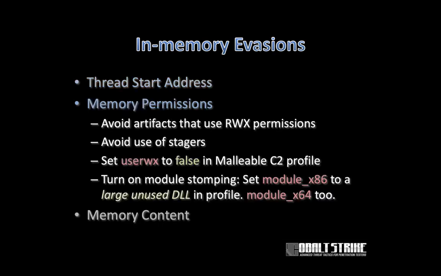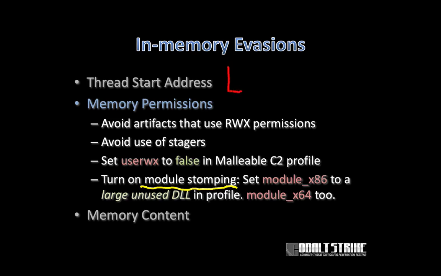For your memory permissions, avoid artifacts that use RWX permissions. Avoid stagers. The Metasploit framework stagers in Cobalt Strike always allocate RWX memory for the downloaded payload stage. Set use_rwx in your stage block to false. This will make it so Beacon does not use RWX permissions. One really cool option for memory permissions is module stomping. And this does require some explanation.